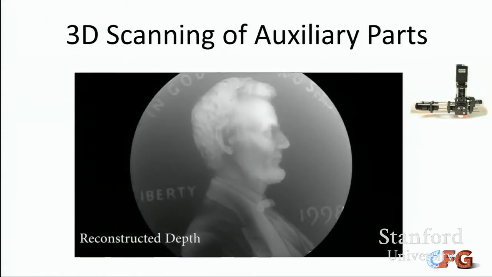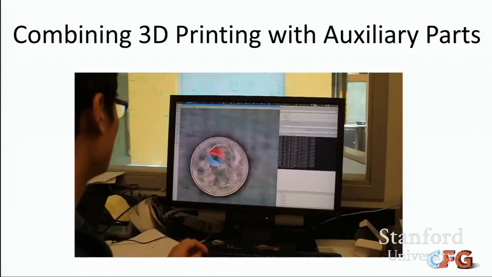This 3D scanning system also allows you to 3D scan auxiliary components in situ. So what it allows you to do is to combine 3D prints with auxiliary parts. You can simply place a 3D part over there, and you can actually print on the top of that part with accurately aligned 3D model. So this is an example of hybrid printing.